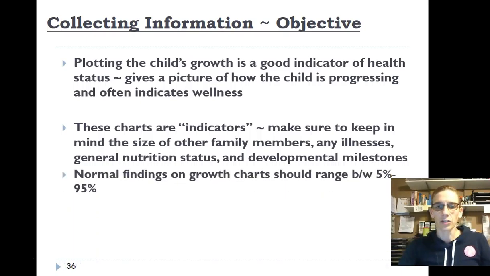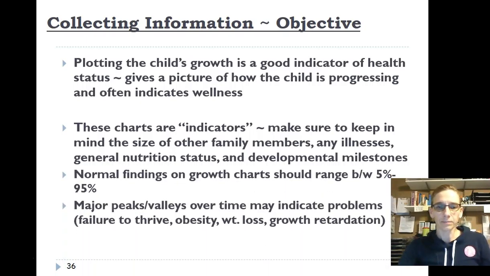Normal findings on growth charts range between 5 to 95%. Major peaks and valleys over time may indicate problems such as failure to thrive, obesity, weight loss, or growth retardation. So you need to monitor those things.